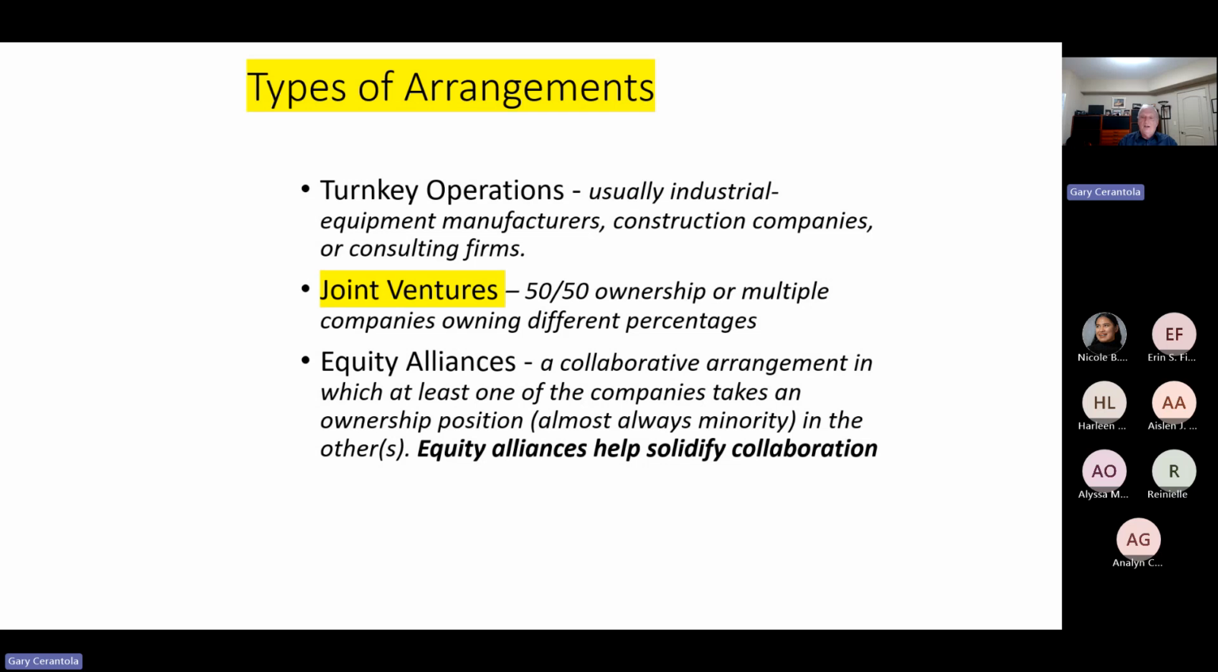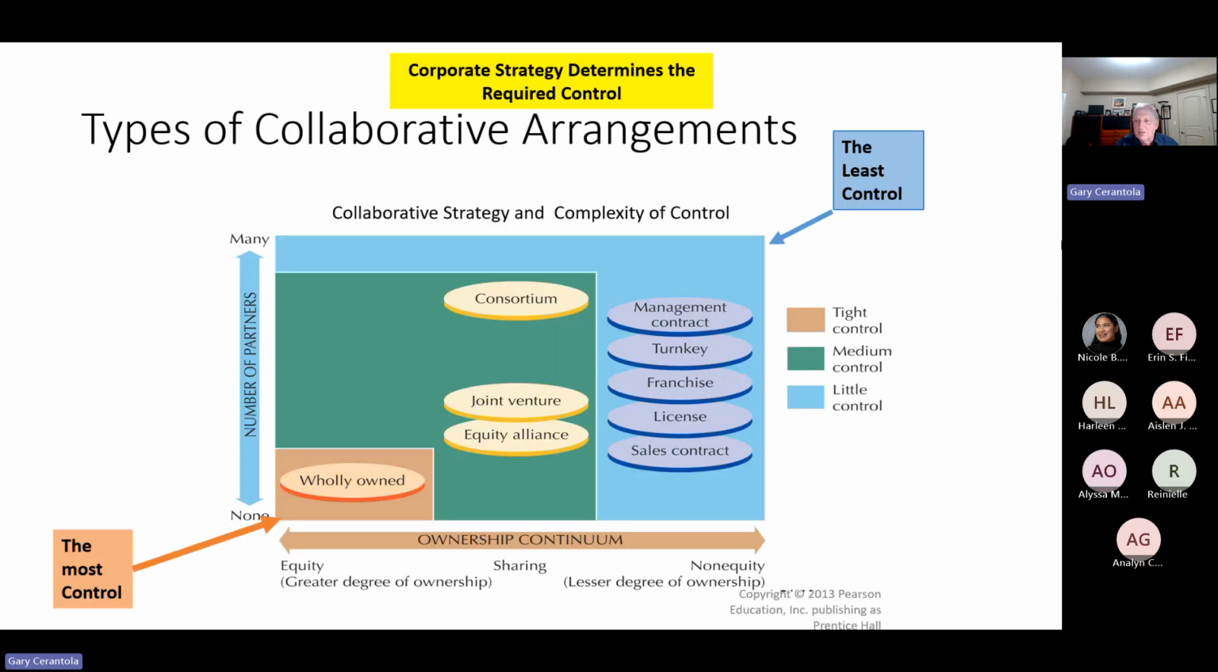And then there's what they call an equity alliance, and that's a collaborative arrangement. But what that means is you might have maybe 4 partners, okay, and you as the major partner will own 10% of partner A and 15% of partner B and 25% of partner C, which gives you, again, strategic control over the operation. All right, and that helps solidify collaboration. So that's how that works.